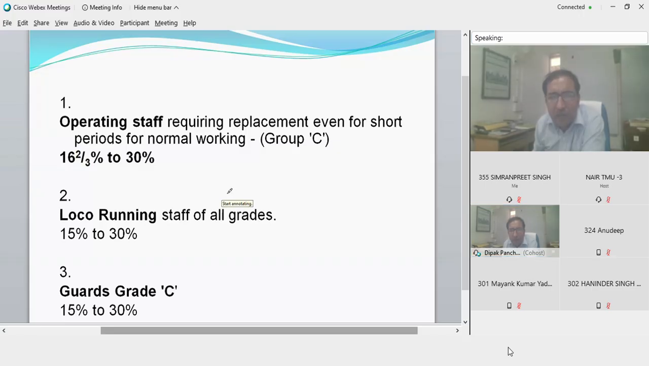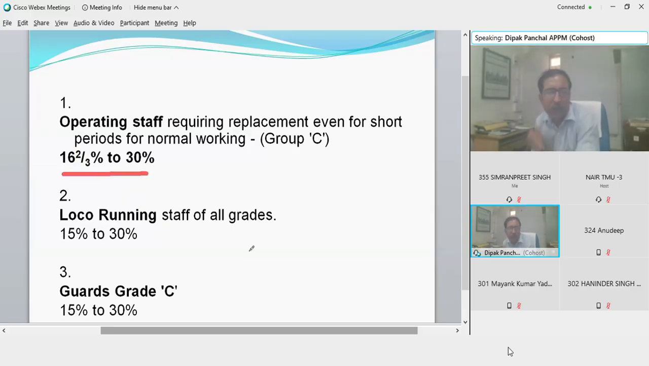Right now, look at this. What are the percentage of leave reserve in a cadre? Cadre means working strength of employee. In operating, it is 16 to 30%. In loco running staff, 15 to 30%. So this is over and above the total sanction strength.